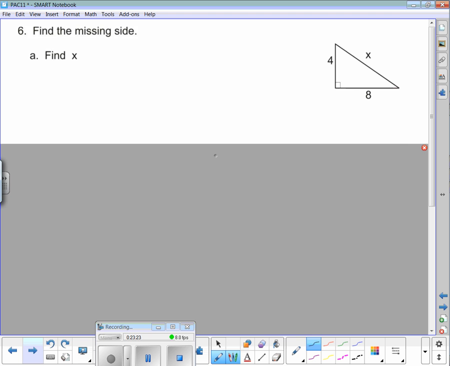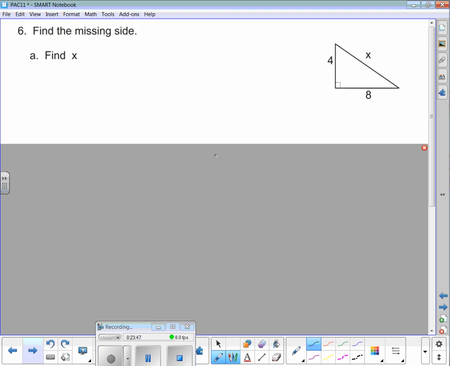All right, let's do the second page or the back of your page there. All right, so somebody raise your hand when you see a problem like this. What's the first thought that pops into your head? What pops into your head? Alexandra? Pythagorean theorem. All right, go ahead and use the Pythagorean theorem and solve 6a.